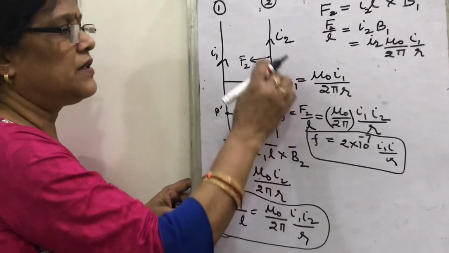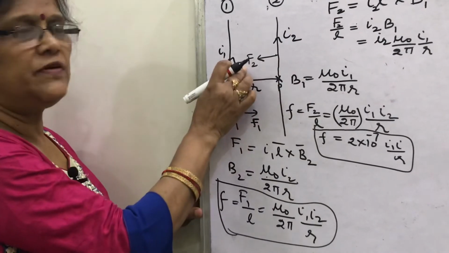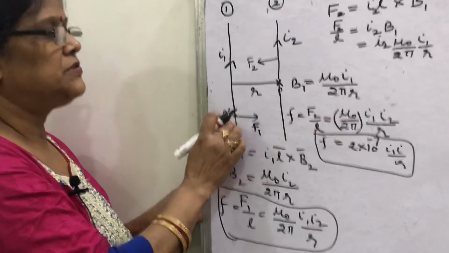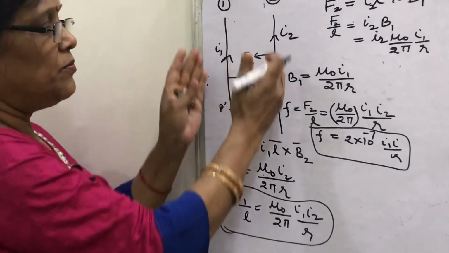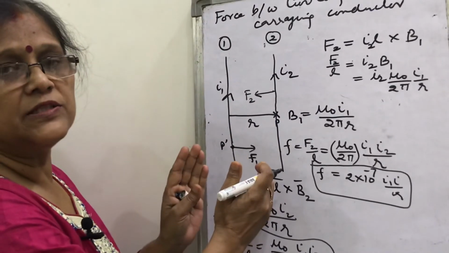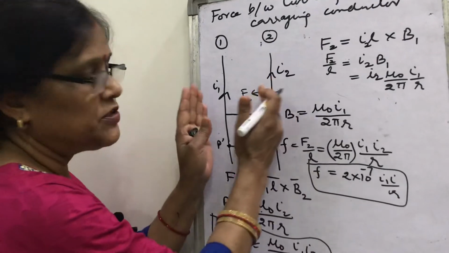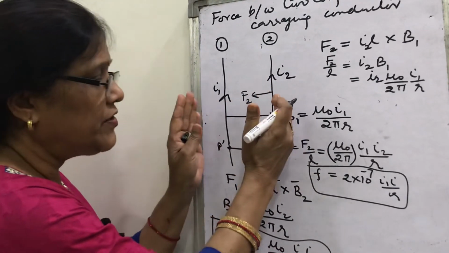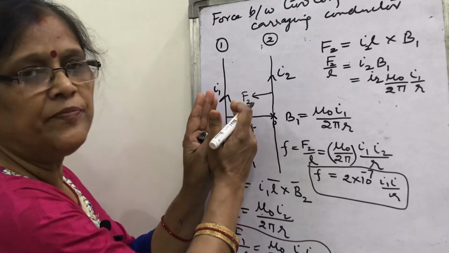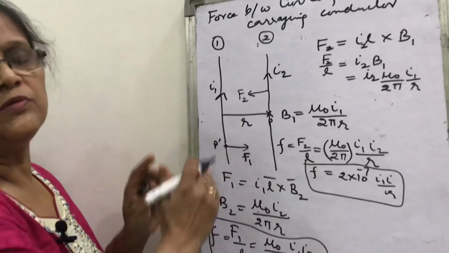What is the difference? That at this wire the force is towards the first wire, and at the first wire the force is towards the second wire. What will happen if both wires carry current in the same direction? The nature of this force is attractive. So there will be attractive force produced between them if the direction of current flowing through them is same.